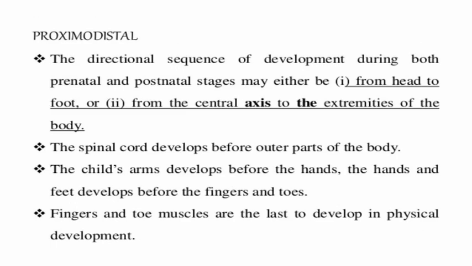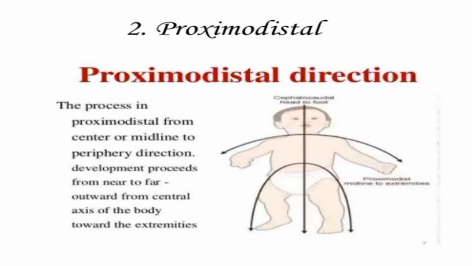Proximodistal. This is a sequence of development during both prenatal and postnatal stages, from head to foot, from the central axis to the extremities of the body. The spinal cord develops before the outer parts of the body. The child's arms develop before the hands, and the feet develop before the fingers and toes. Finger and toe muscles are the last to develop in physical development. The proximodistal direction means the process goes from the center or midline outward, from near to far, from the central axis of the body towards the extremities.